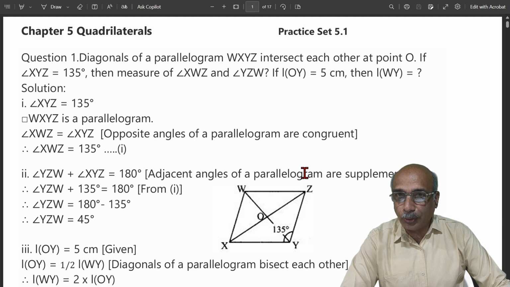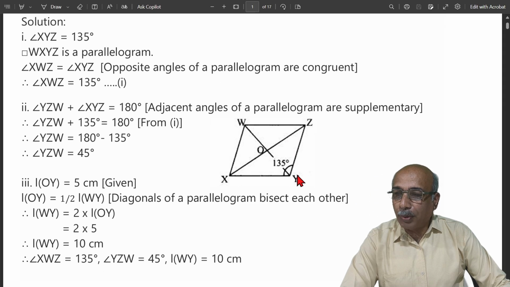So here is the solution. Very simple. Angle XYZ is given as 135 degrees and the quadrilateral is given as a parallelogram. Therefore, its opposite angles are congruent. So whatever the measure of angle XYZ is, that will be the measure of angle XWZ, equals 135.